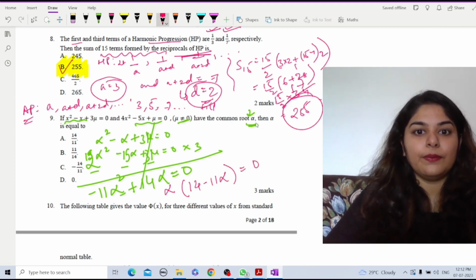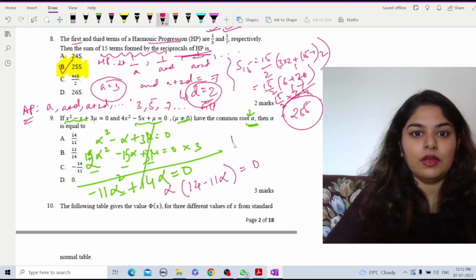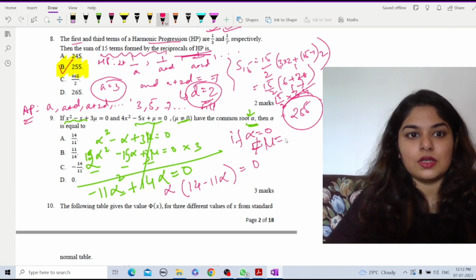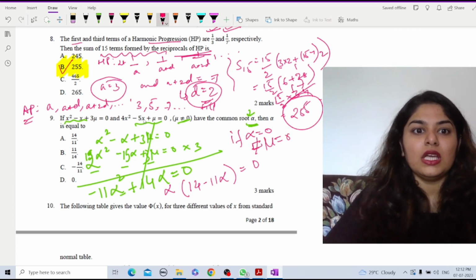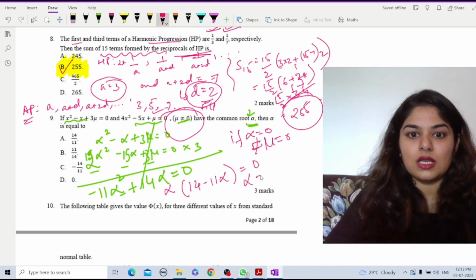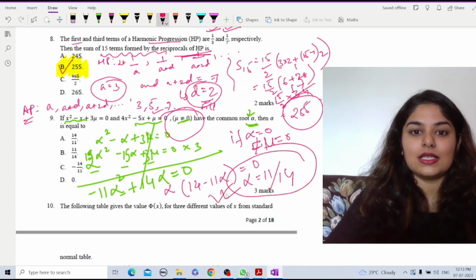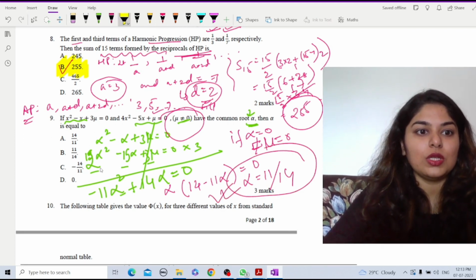Now here, if alpha is equal to 0, it will imply that mu is equal to 0. From this equation, this is very clear. If alpha is equal to 0, this will imply that mu is also equal to 0. But mu cannot be equal to 0. So that is why the next possible answer is alpha is equal to 14 by 11, that is, 11 alpha is 14, so alpha is equal to 14 by 11, which is option number B. Okay, option B.